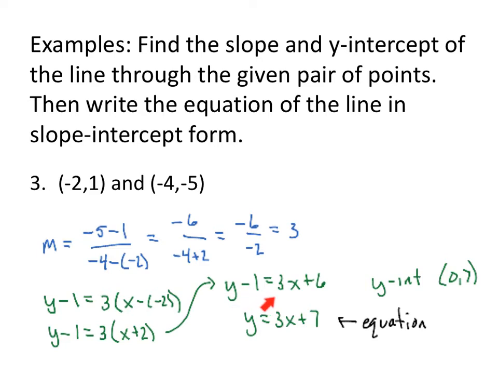If I have y minus 1 equals 3x plus 6, I'm going to add 1 to both sides and find my equation. Y equals 3x plus 7, and that gives me a y-intercept of (0, 7).